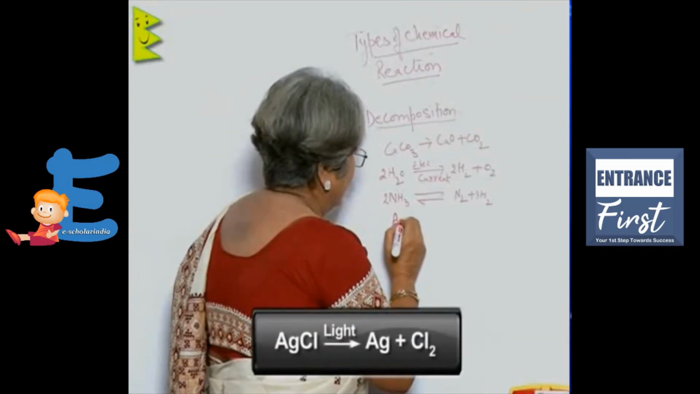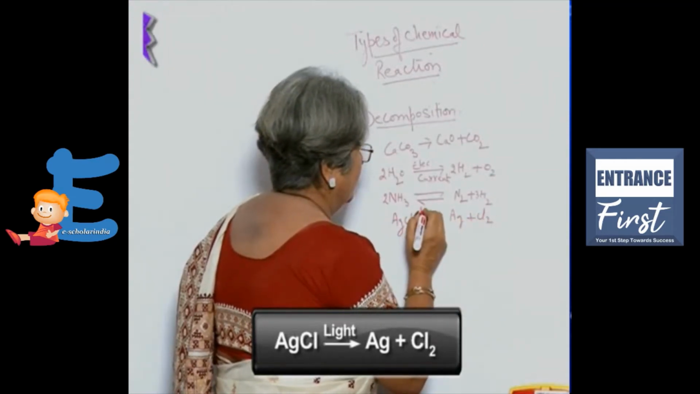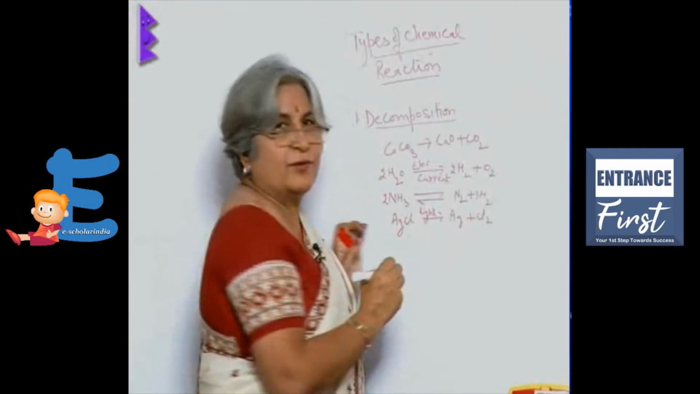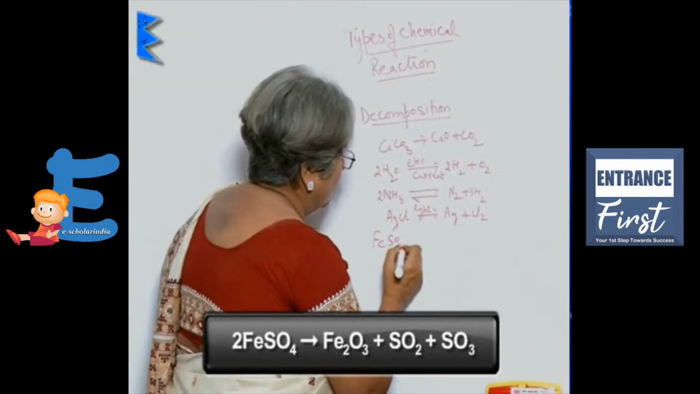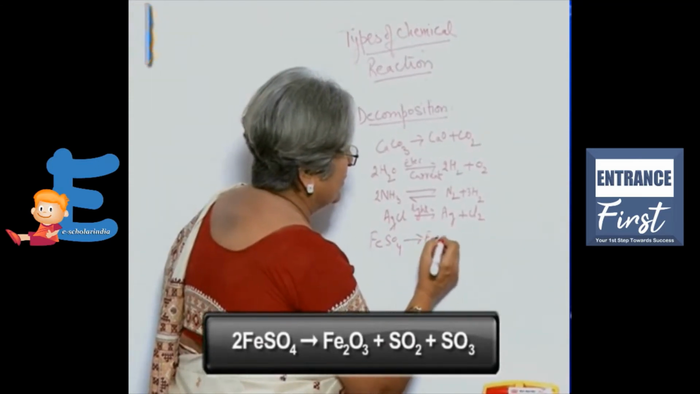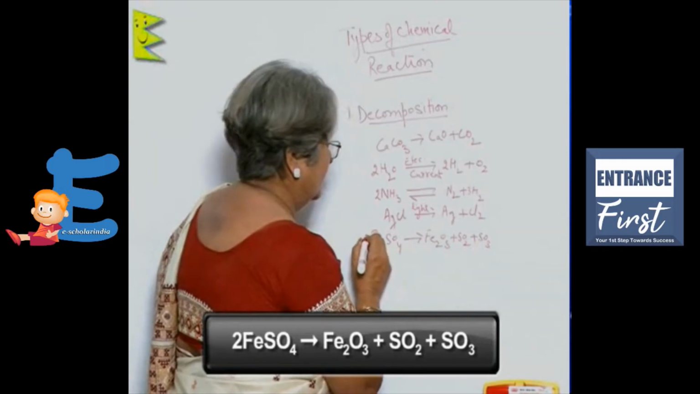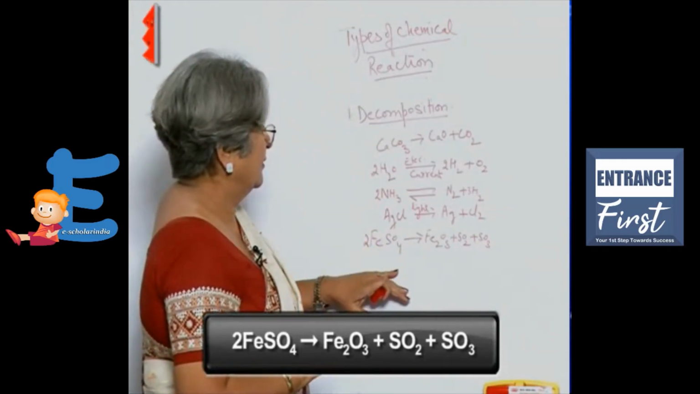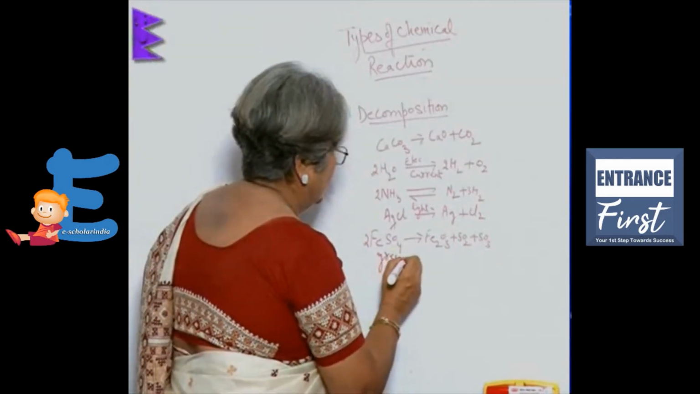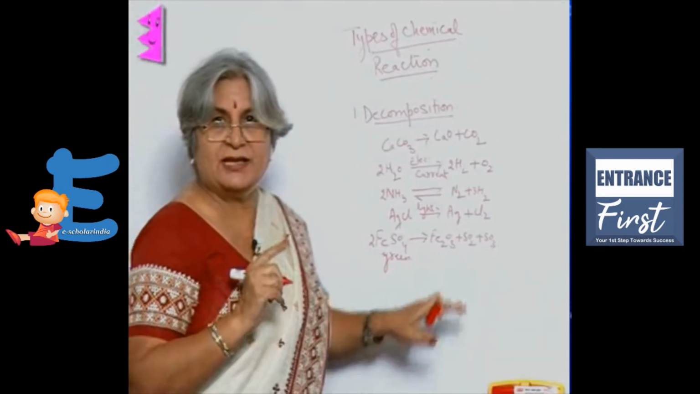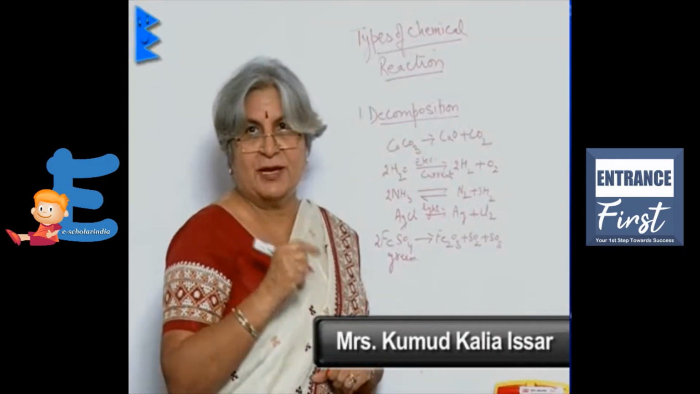Silver chloride gives silver plus chlorine. Same is true for silver bromide. Now when ferrous sulfate is heated, what we get is ferric oxide plus sulfur dioxide plus sulfur trioxide. Right? Now ferrous sulfate is green in color, but ferric oxide is not. Not only this, there is also a pungent smell, that of sulfur dioxide. So there is a change of smell also.